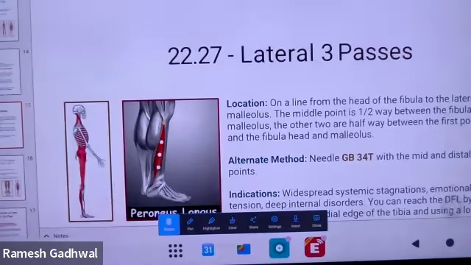Because we are only learning the points. Everyone is asking me about protocol. When I tell you to put the point 77.27, where do you put the needle? This point is 77.27. I write here, it is very wrong.